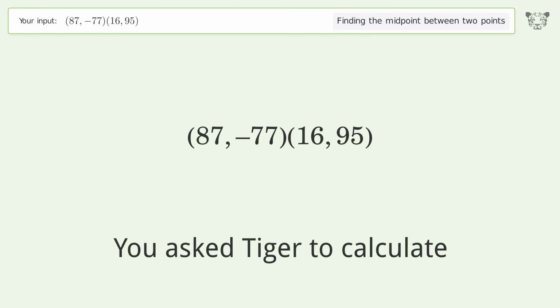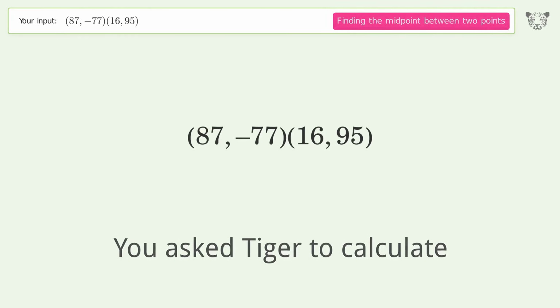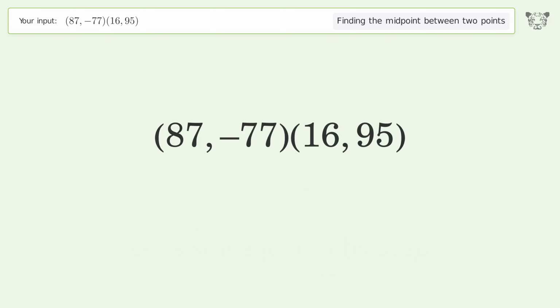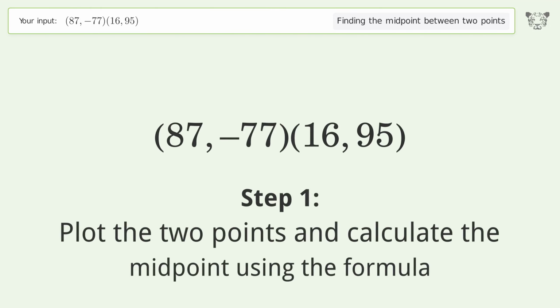You ask Tiger to calculate. This deals with finding the midpoint between 2 points. The midpoint between the 2 points is 51.59. Let's solve it step by step. Plot the 2 points and calculate the midpoint using the formula.